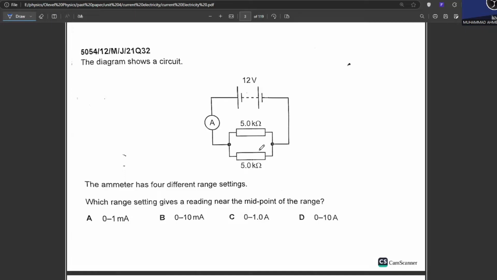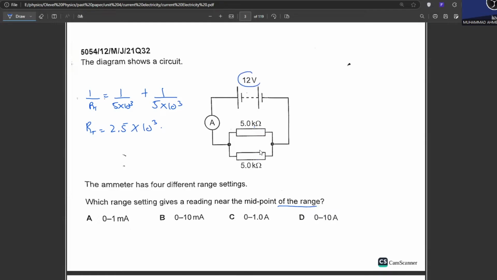The diagram shows a circuit. The ammeter has 4 different range settings. Which range setting gives a reading near the midpoint of the range? So this is 5 kilo ohm, this is 5 kilo ohm. Both of them are in parallel. What will be the combined resistance? 1 upon RT is equal to 1 upon 5 into 10 raised to the power of 3 plus 1 upon 5 into 10 raised to the power of 3. Your total resistance will be equal to what? 2.5 into 10 raised to the power of 3.